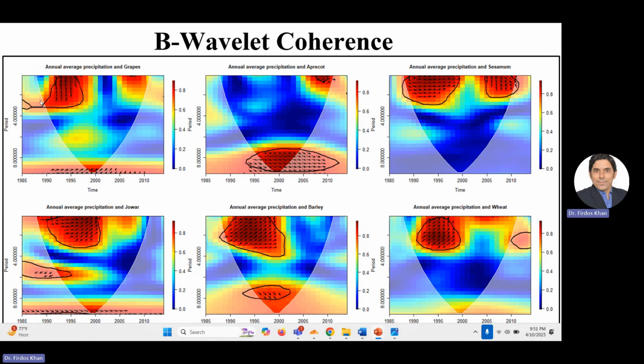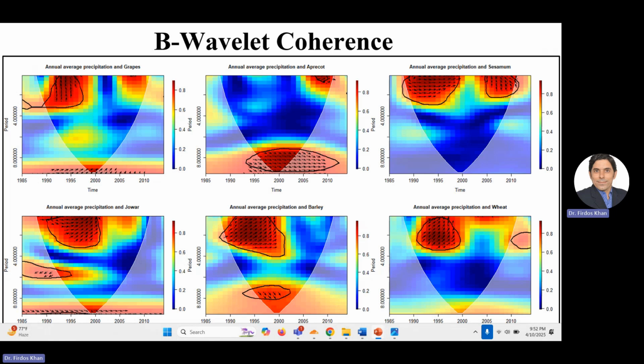And the area which is enclosed with the dark black line is the significant region, and you can use a significance level of 0.05 or something like this. And you can see that in this area, at this time and this frequency, there is no relationship between the two variables.